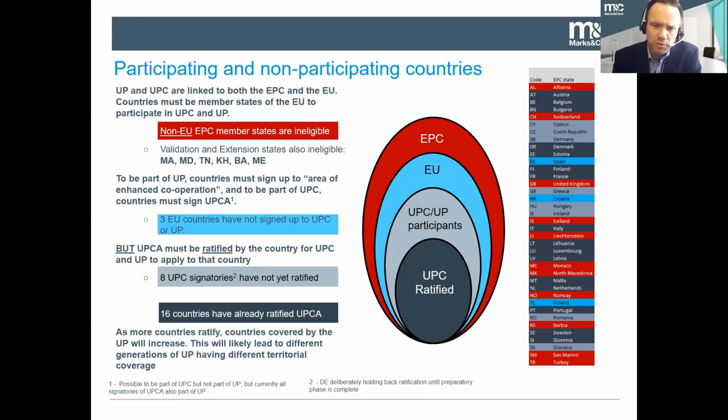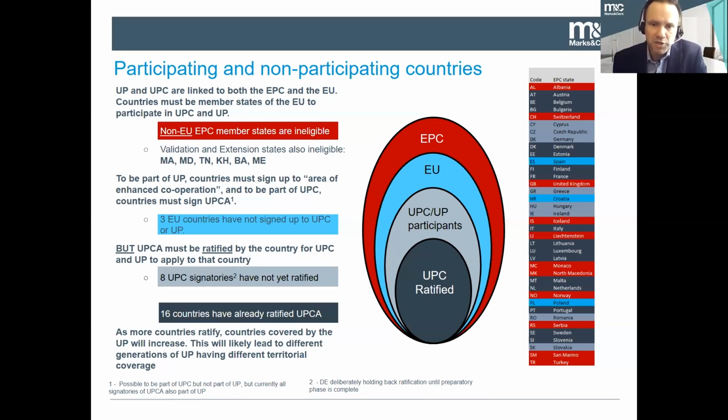Now that's an important thing to realize, because ultimately what this means is that there will be different generations of unitary patents, depending on when the patent grants, of course, and depending on which countries at the date of grant have ratified the UPC agreement.